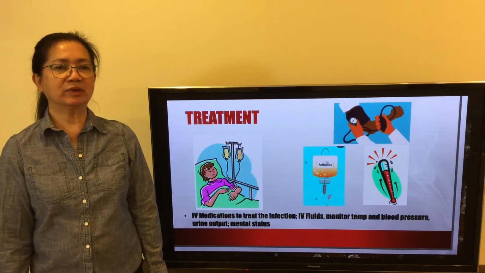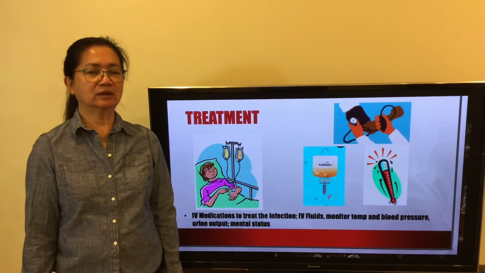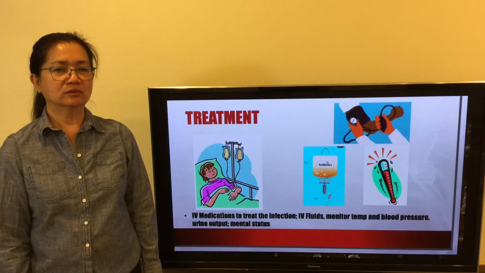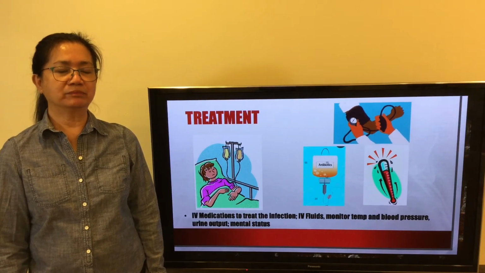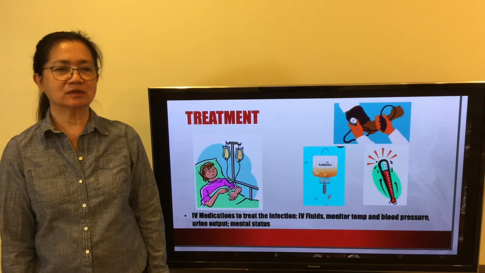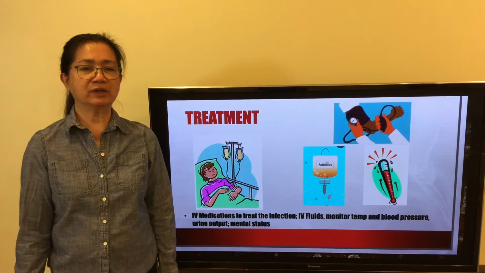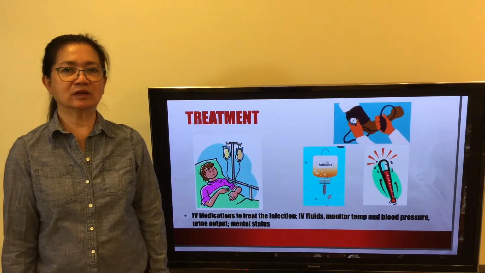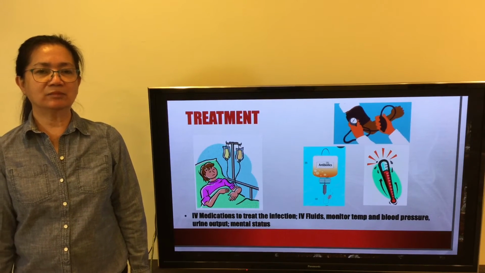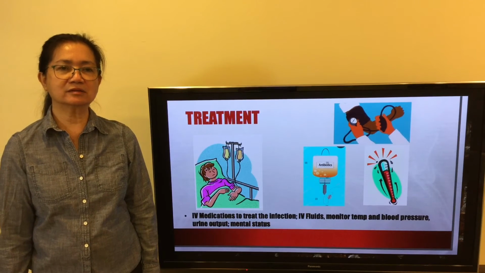So what is the treatment for sepsis? The very first thing that providers do is to correct or treat the infection, which is the source of your sepsis, usually by IV medications. And then to correct blood pressure, providers give fluids, and also in the ED they monitor temperature and blood pressure, urine output, and mental status.